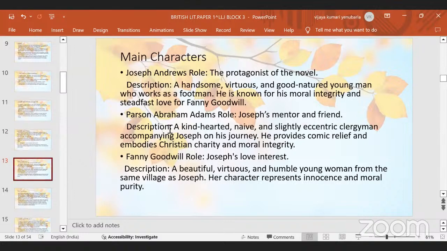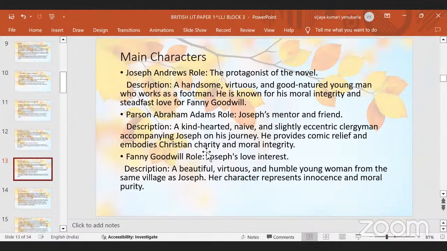So Joseph Andrews, as we have just gone through, is a handsome, virtuous and good-natured young man who works as a footman, and he is in love with Fanny Goodwill. The second important character in the title, next to Joseph Andrews, is Parson Abraham Adams. He's Joseph's mentor and friend. He's a religious person, a kind-hearted, naive, and slightly eccentric clergyman accompanying Joseph on his journey. Naive means inexperienced. He provides comic relief and embodies Christian charity and moral integrity.